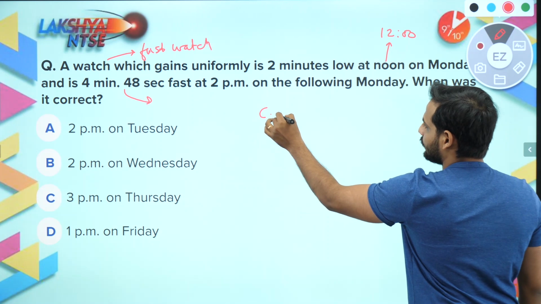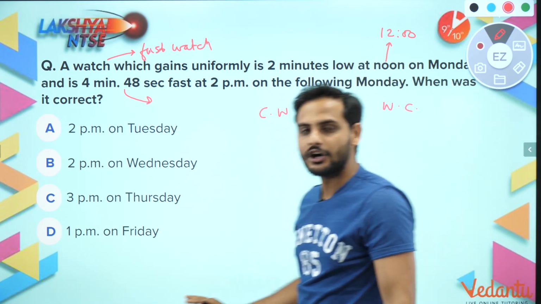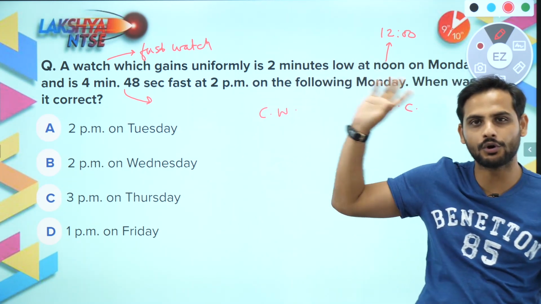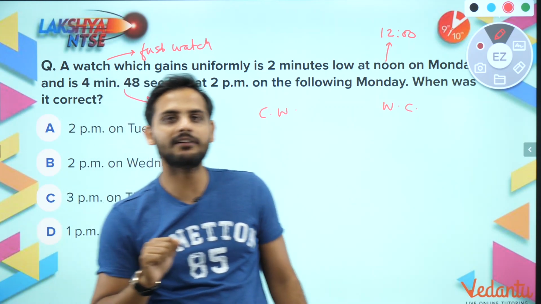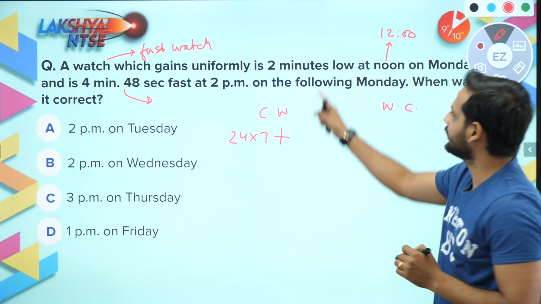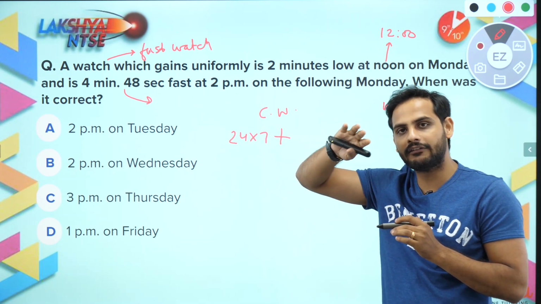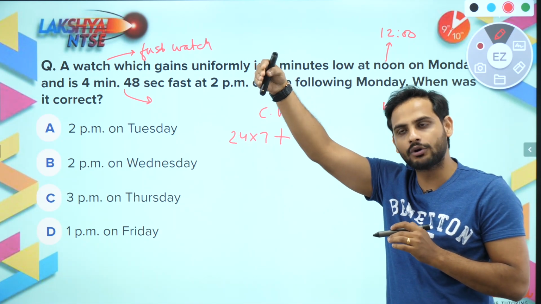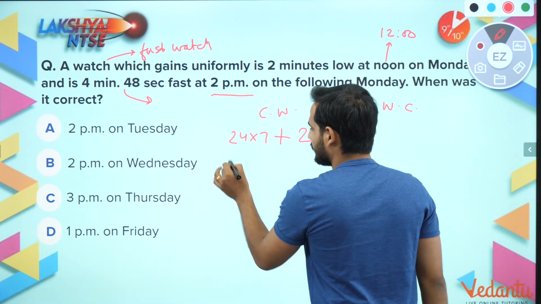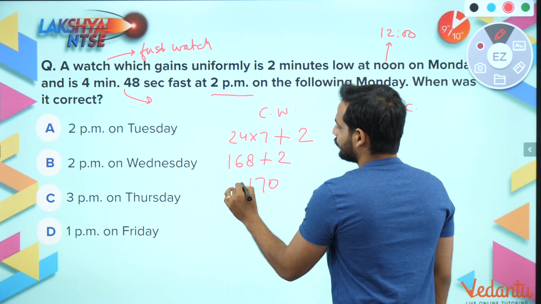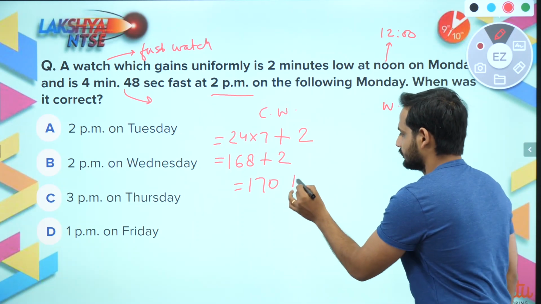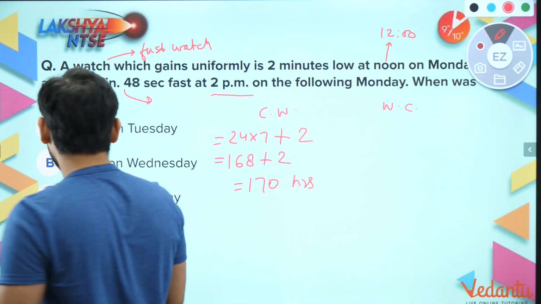So there are two watches, one is the correct watch and one is the wrong watch. In the correct watch, how much time has passed? The time which has passed is from 12 o'clock Monday to the next 12 o'clock Monday. That means 7 days. So in 7 days, how many hours do you have? 24 into 7, plus, if you move to the 7th day it will be Monday 12 o'clock, but we are talking about Monday 2 o'clock, that means 2 hours more. So 24 into 7 is 168, plus 2, which means 170 hours. So the total time the correct watch has moved is 170 hours.